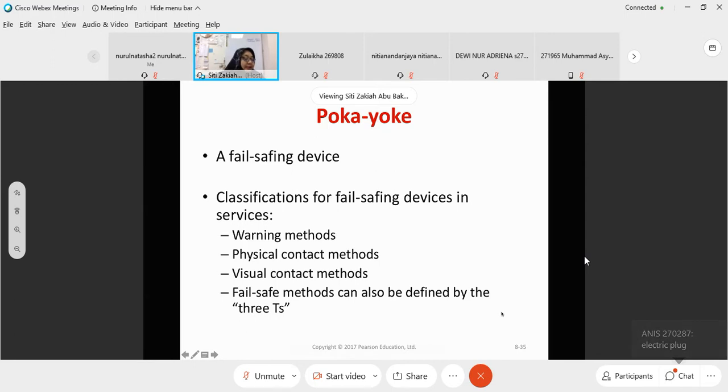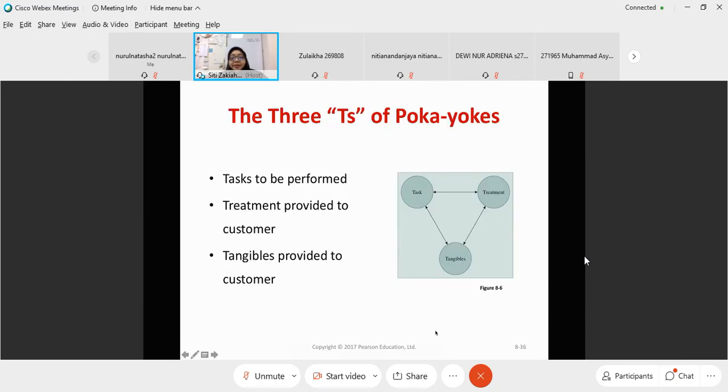Electric plug. Okay. And also batteries. When you put in battery, there is only one way to put it in. Right? If you put it in the wrong way, like your remote, it won't work. See all that, fail-safe device. Okay. Moving on.